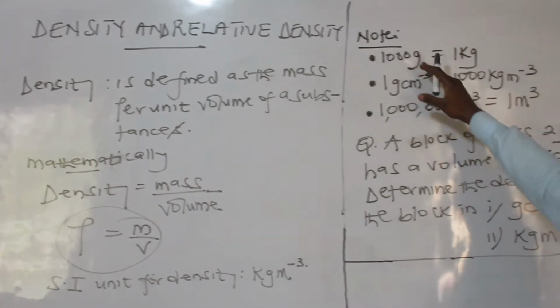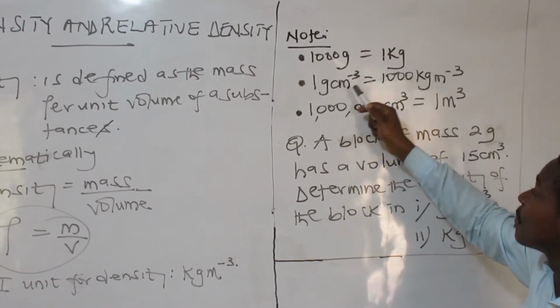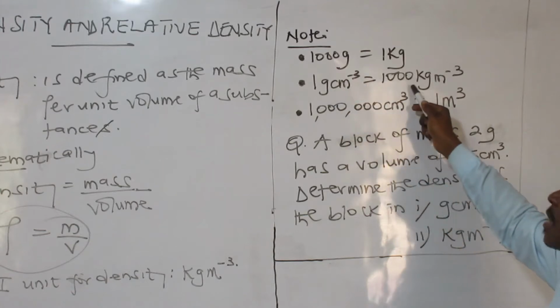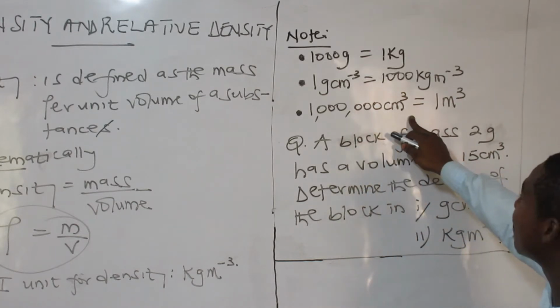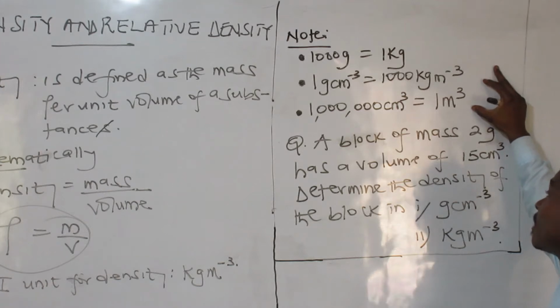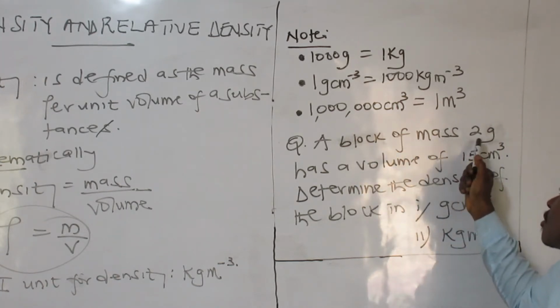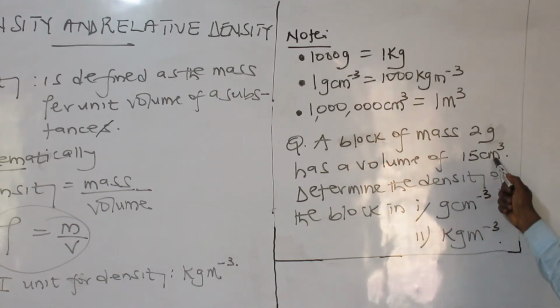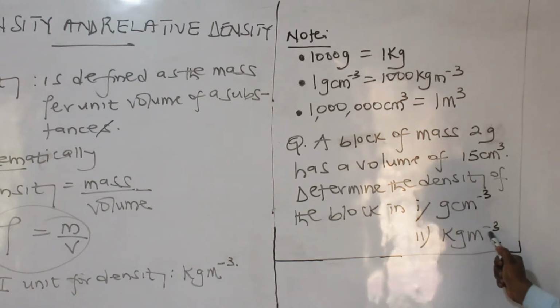Now we have some conversions we'll be looking at. 1000 grams equals 1 kilogram. 1 gram per cm cube equals 1000 kilogram per cubic meter. 1 million centimeter cube equals 1 meter cube. These are the parameters we'll be using. Now let's look at this sample question. A block of mass 2 grams has a volume of 15 centimeter cube. Determine the density of the block in gram per cm cube and in kilogram per cubic meter.